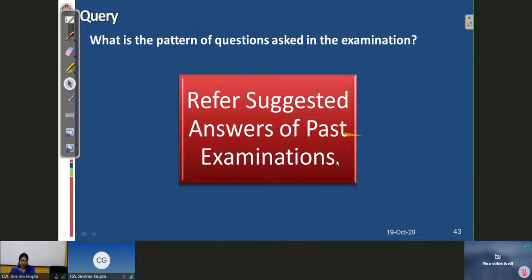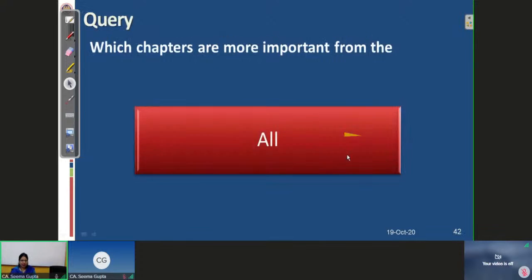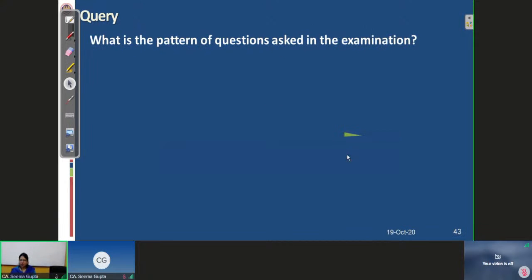All the chapters are important for the examination point of view. So I would not say rather that which chapters you should leave and which chapters you should study more. One student has asked us that which chapters we can leave and what are the chapters are important from an examination angle. So I believe everything is important.